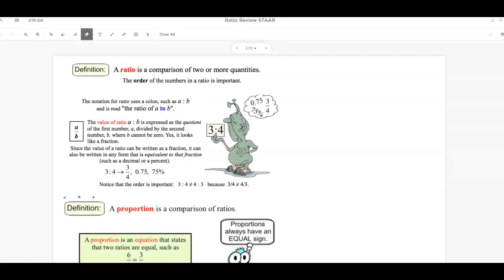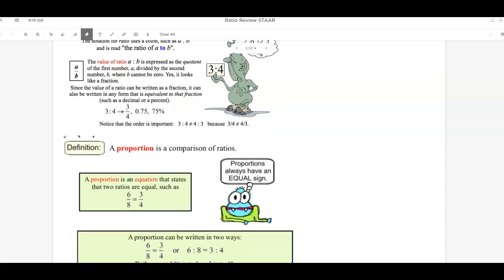Okay, this was basically for my remote kids. It's a reminder of what a ratio is, a comparison between 2 things like cats to dogs, boys to girls, stuff like that. Proportion compares 2 ratios.